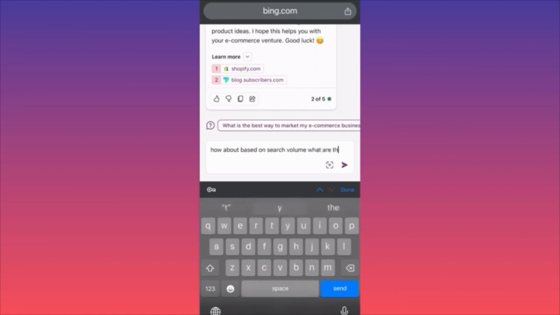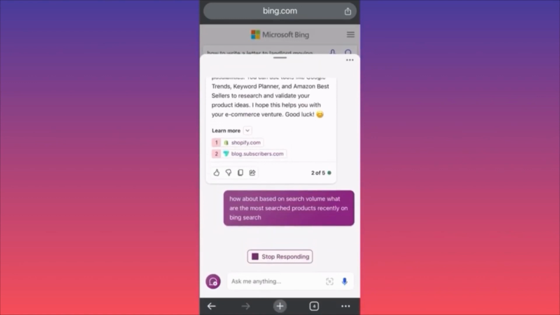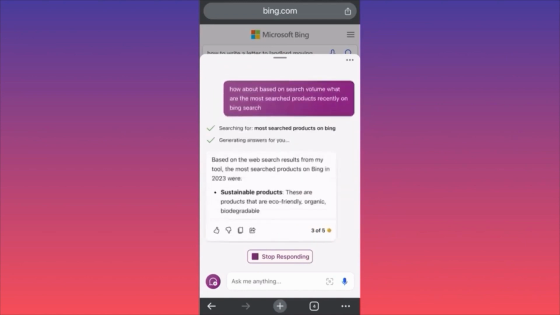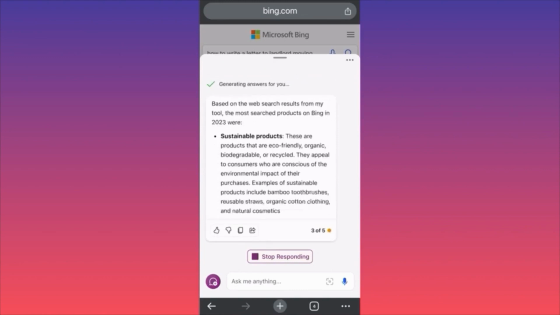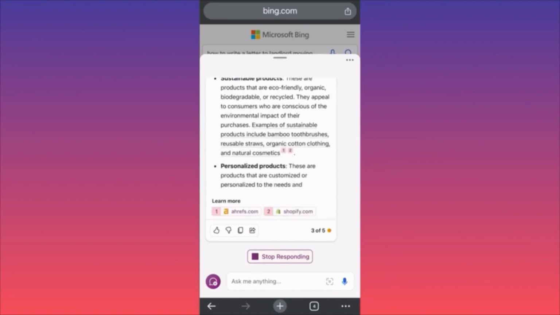What are the most searched products recently on Bing search? It didn't answer us for Google search. I think we all know why, but they cannot skip the question for Bing search. Let's see. Based on the web search results, same thing. Oh my gosh, this is very bad, guys. Unfortunately, it looks like it cannot recommend anything because they simply cannot help us.